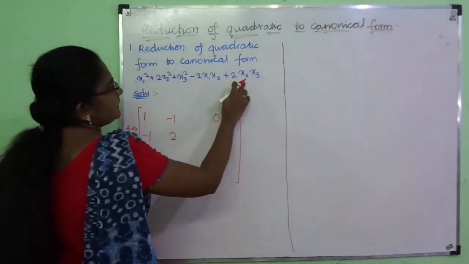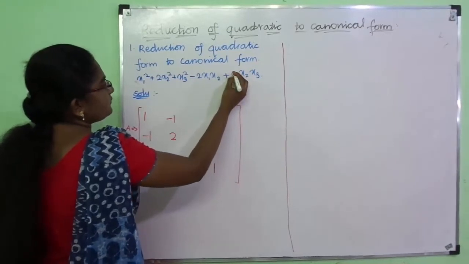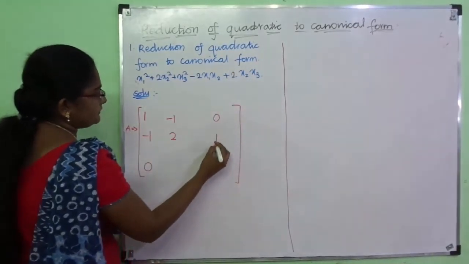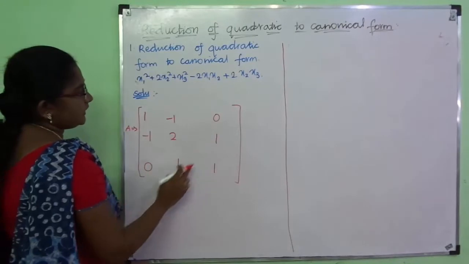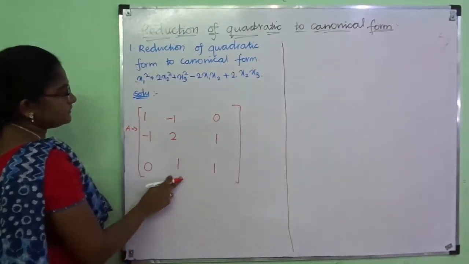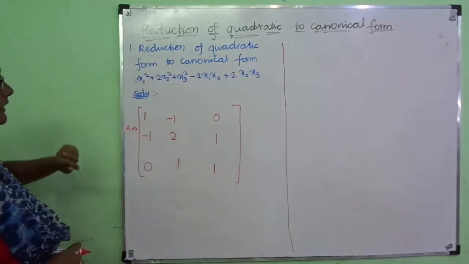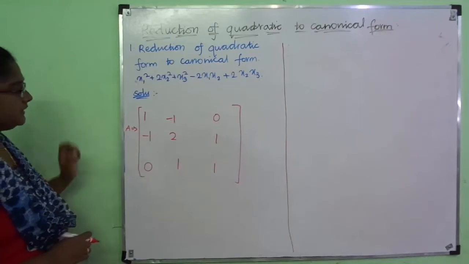The next term, x2 x3. The coefficient of x2 x3 is 2. Half the coefficient of x2 x3 will be 1. So, as x2 x3 is 1, x3 x2 will also be 1. This is the matrix form for the given expression. Let us name it as A.